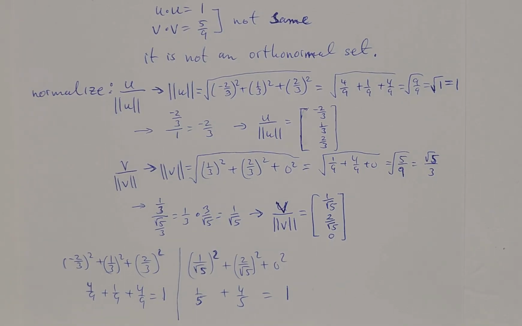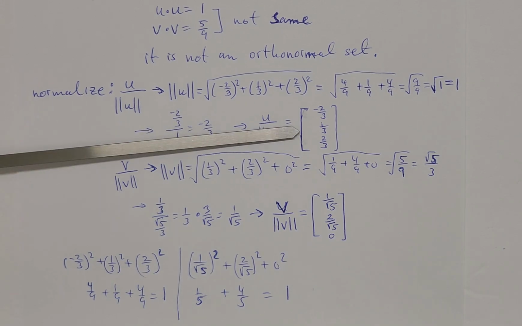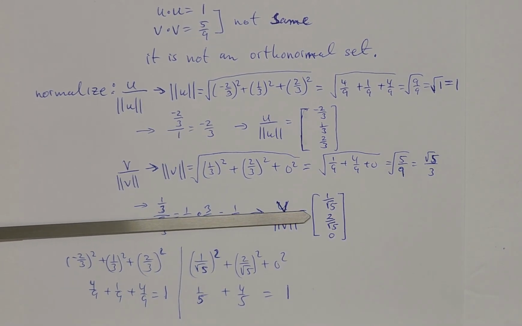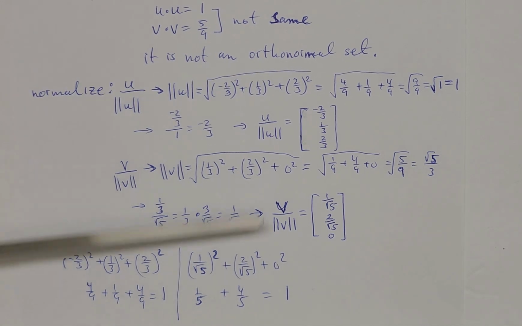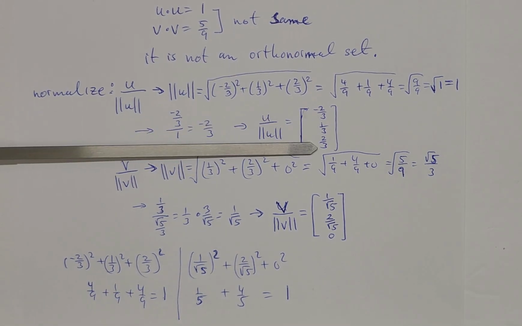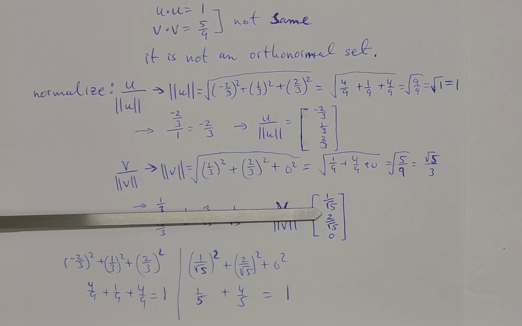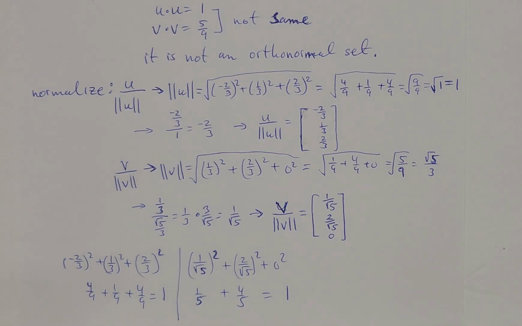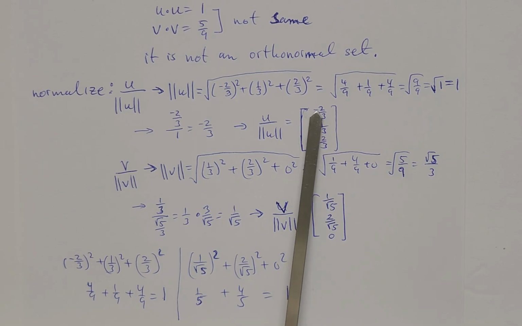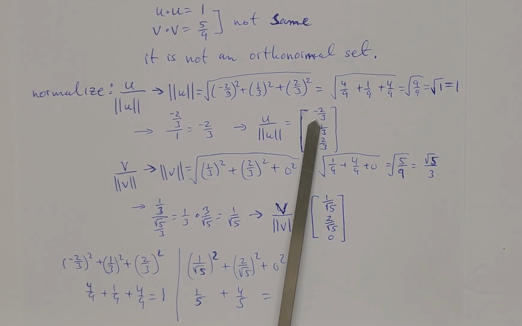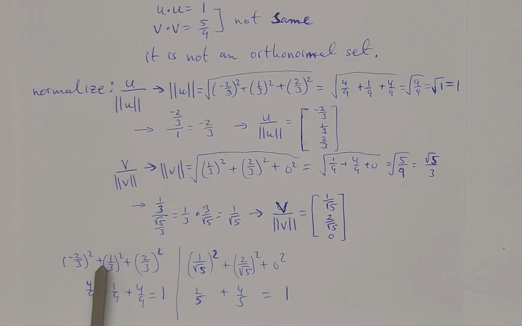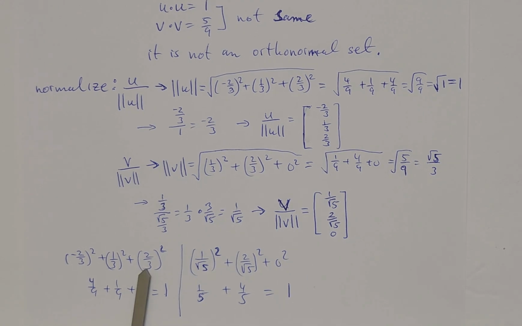Now, just to check, after normalizing, will these two vectors be an orthonormal set? Let's check this vector after being normalized, and I have it over here. So square both of them. Square each of these, or multiply itself twice, same thing. So square, square, square. Okay, and then it comes out to 4/9, 1/9, 4/9, which comes out to be 1.